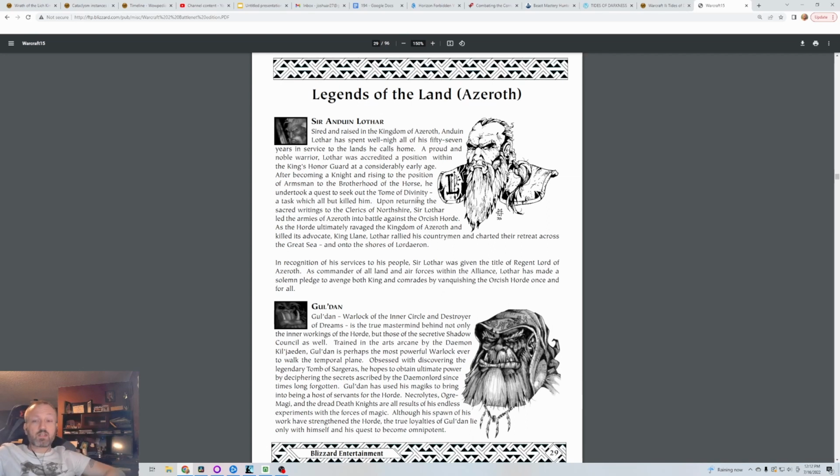He sought out the Tome of Divinity. We did that in the first game where he went to Northshire Abbey. Almost killed him. He had to be rescued. But when he came back, he led the armies against the Horde. But they ultimately ravaged the Kingdom of Azeroth, which gets retconned to become the Kingdom of Stormwind. His buddy King Lane was killed, but he rallied everybody and helped lead the retreat across the sea. Because of all his service, he's been named Regent Lord of Azeroth, and he controls all land and air forces in the Alliance. Notice that we're not saying sea.